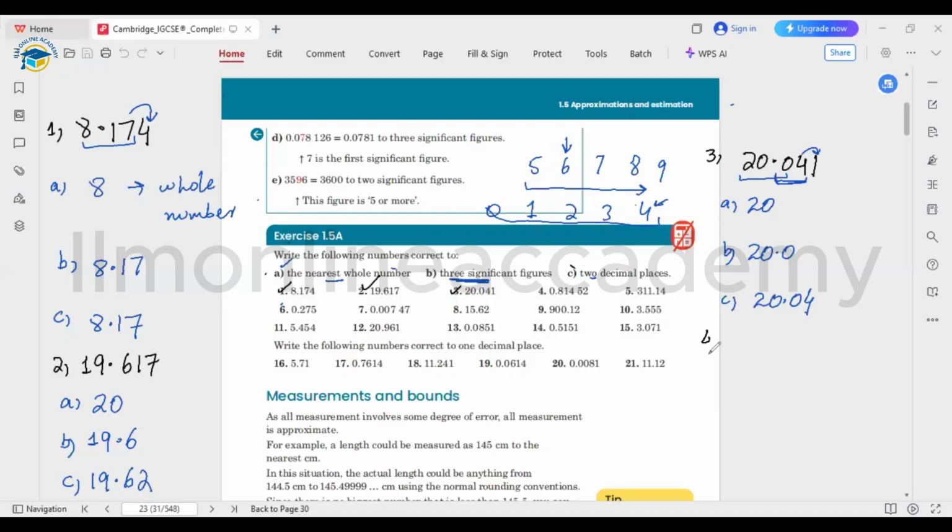Okay, next we need to move towards the fourth part. And the fourth part, the number that they gave is 0.81452. Okay, let's move with the parts. So first is that we need to round it off up to the nearest whole number.